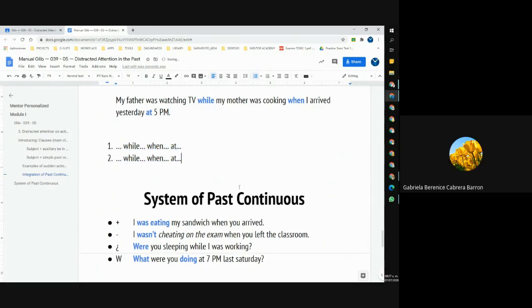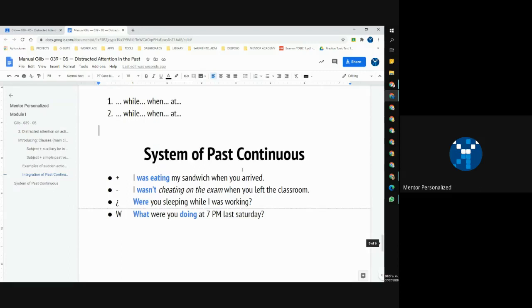Very good. My brother was doing exercise while my sister was taking a shower when my husband arrived at home at 10 p.m. Very good. Excellent. Okay.